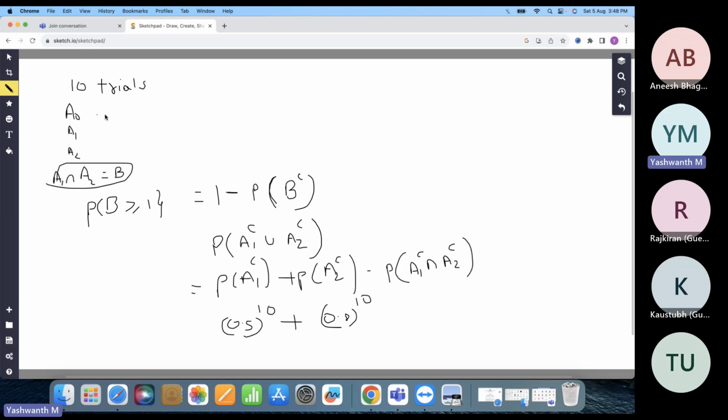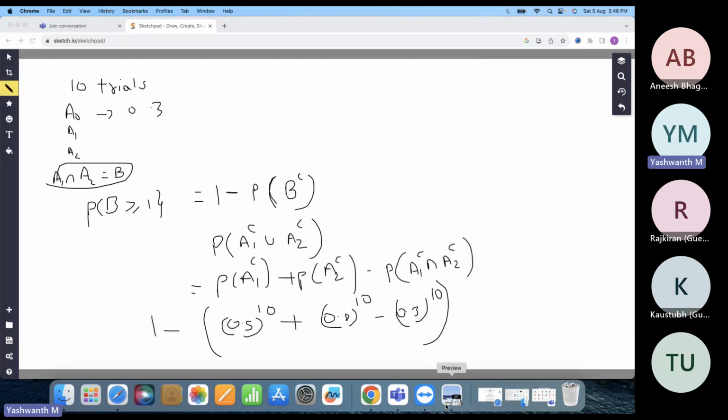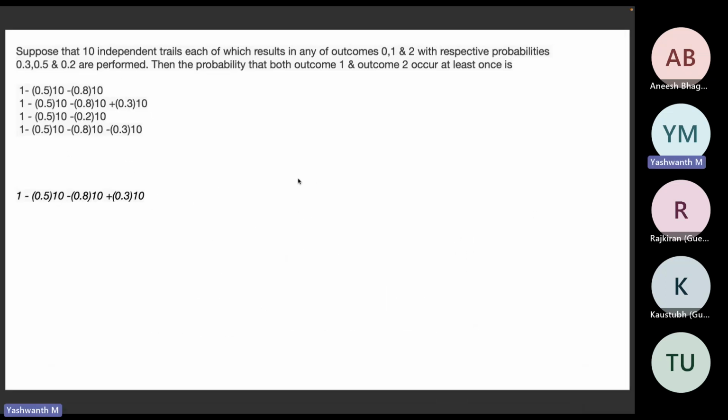And I think this A0 is 0.3. A1 doesn't happen and A2 doesn't happen. What does it mean? In 10 trials, A1 should not happen, A2 should not happen. That means only A0 happens for all 10 trials. That's why it is 0.3 power 10. All right, your answer is 1 minus this thing. Okay, clear guys. We can move on to another question. You can stare at the question and answer, and whatever I explained, you can think about it for a while, and then we can move on to next question.